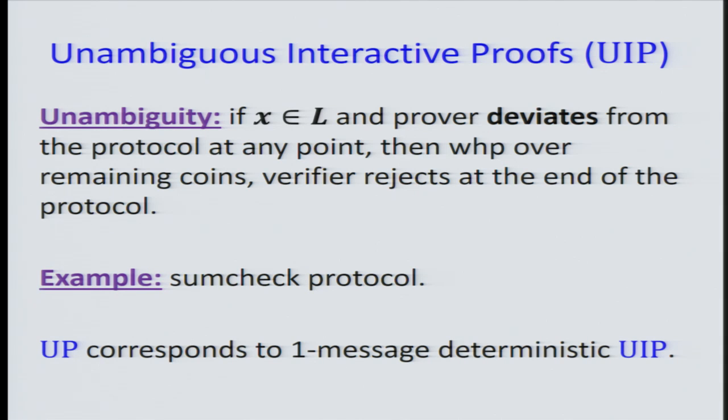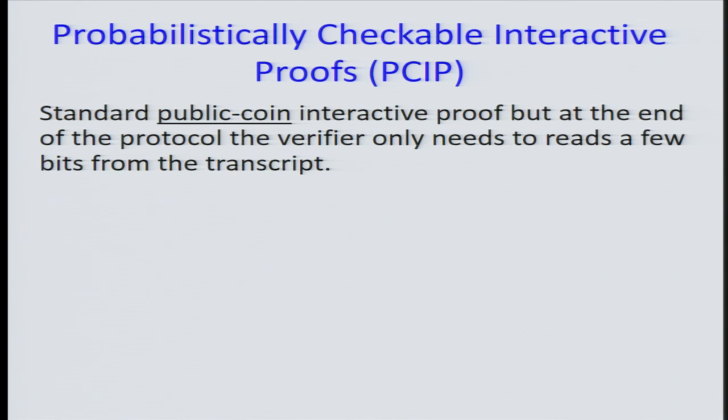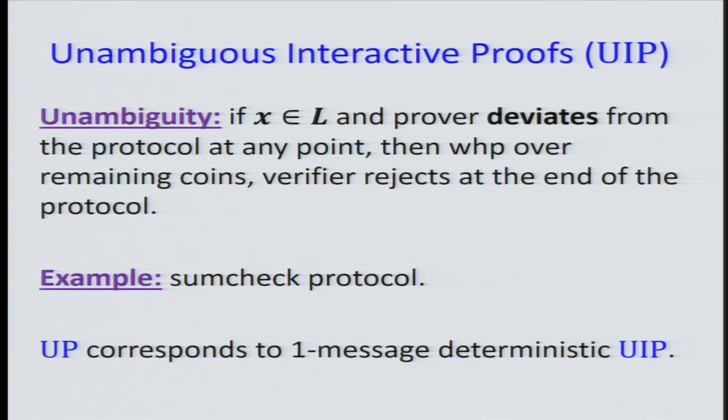And the second thing that I wanted to note is that this class UP is basically a restriction of unambiguous interactive proofs in which the prover just sends a single message and the verifier is deterministic. Okay, so this is just a generalization. So that's the notion of uniqueness or unambiguity that we need.